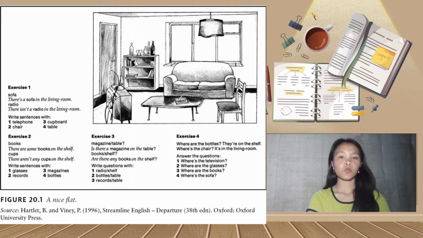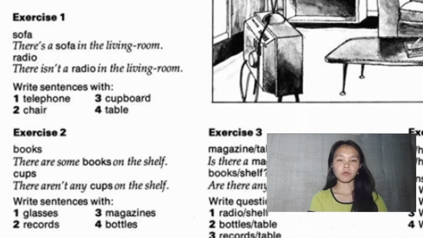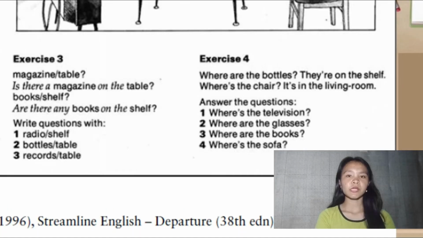In exercises 1 and 2, students may be able to construct a simple sentence using a specific thing that they can see in the picture, such as describing that the books are on the shelf or simply the sofa in the living room. On the other hand, exercises 3 and 4 basically focus on the questions that students are asked to identify as to how things are being placed in the picture, such as a magazine is on the table and that on the shelf with the books.